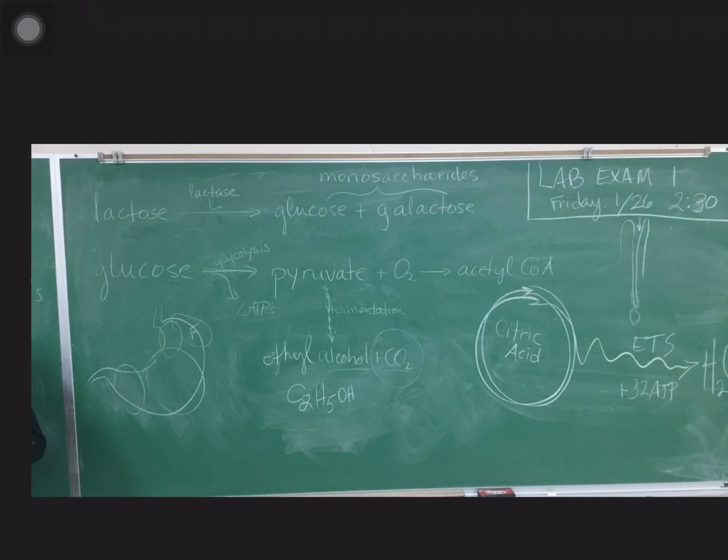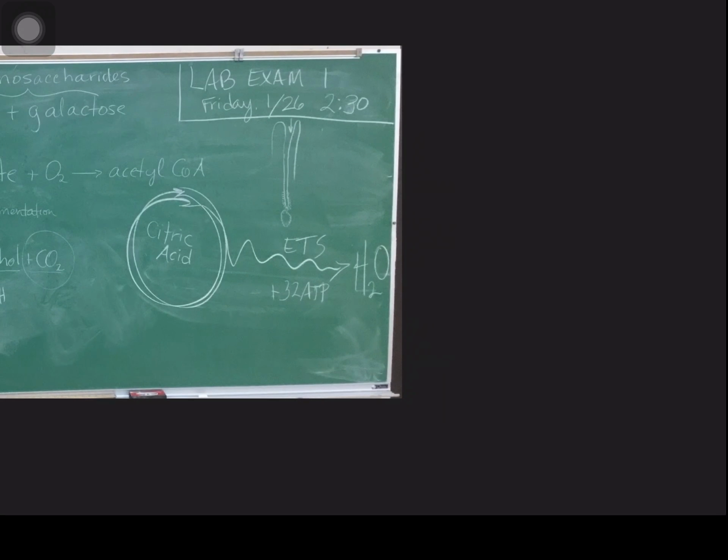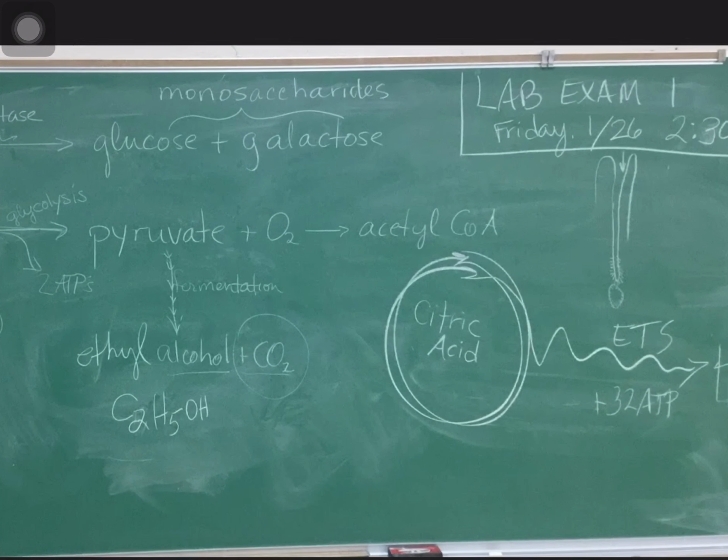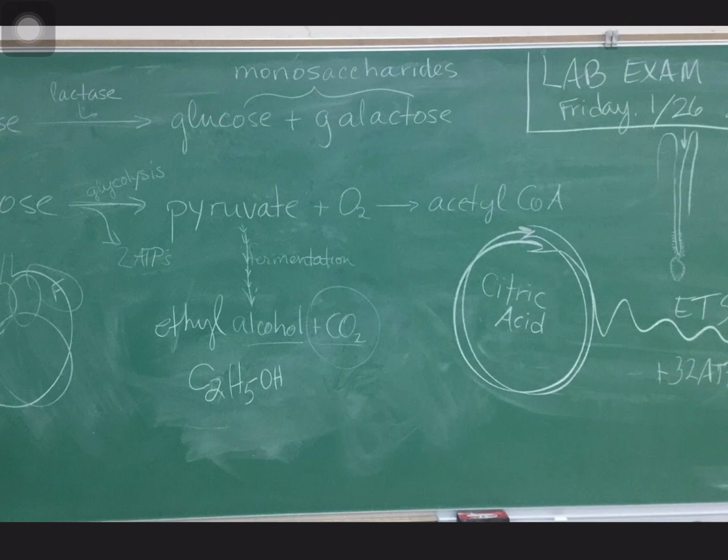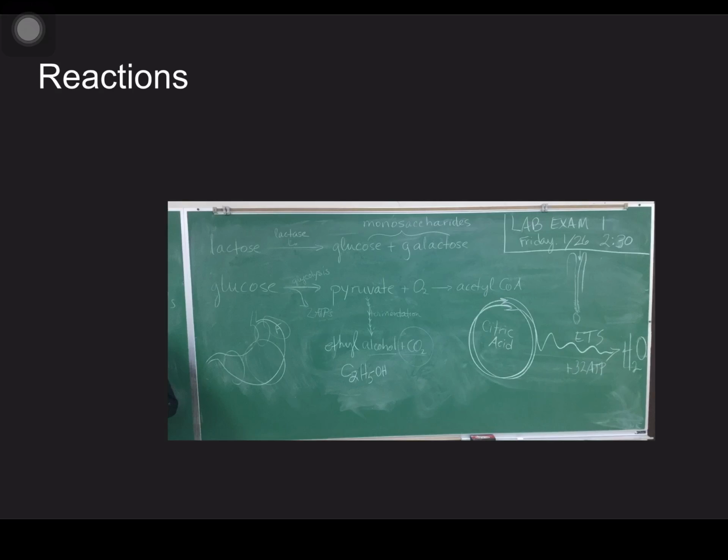Lactose is broken down using lactase to make glucose and galactose, which are both monosaccharides. So you're breaking a disaccharide, lactose, into monosaccharides, glucose and galactose. Glucose can be broken down even more through glycolysis into pyruvate, and if oxygen is present it can be broken down even more to acetyl-CoA, which undergoes the citric acid cycle and electron transport system, producing 32 ATP and H2O. Pyruvate, on the other hand, without oxygen, can turn into ethyl alcohol and carbon dioxide, C2H5OH.